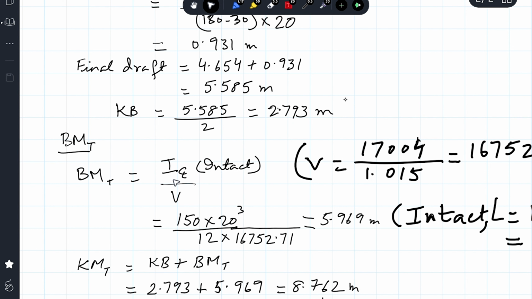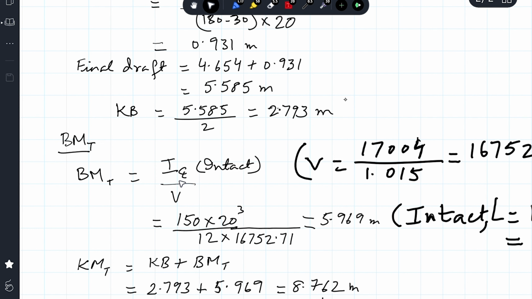So the transverse moment of inertia is about the central line of the water plane. So the water plane is rectangular, but the length of the water plane, the intact length, will be 180 minus 30. So 30 meter is the length of that tank which is built. So effective length becomes 150 meter.